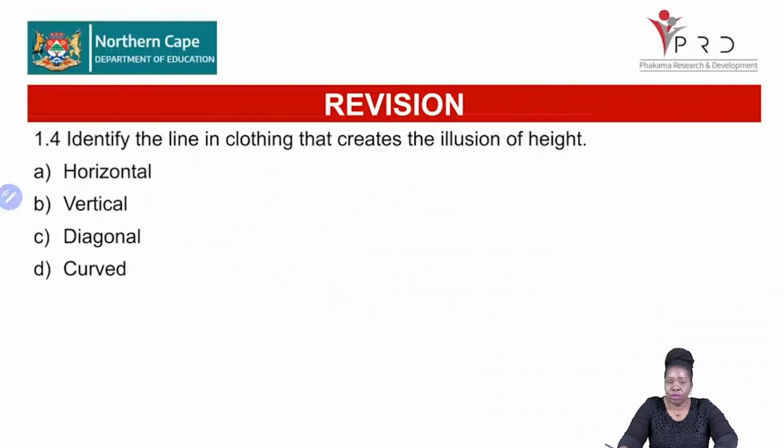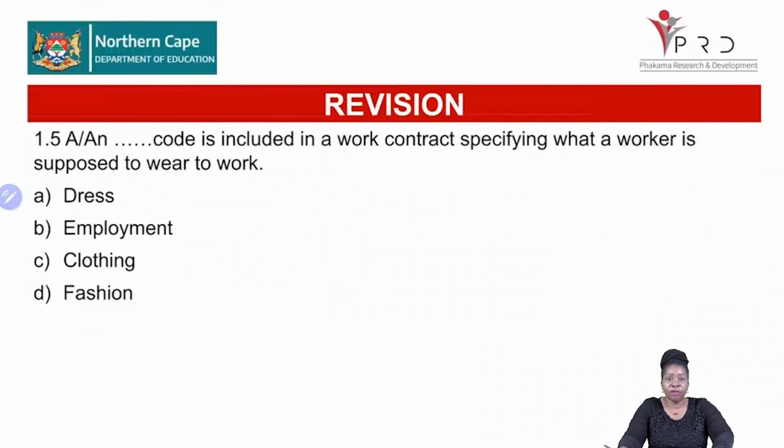We move on to the next one, which is 1.5. 1.5 is the last one, and then we'll move on to the solutions. It says a dress code is included in a work contract specifying what a worker is supposed to wear to work. A, dress, B, employment, C, clothing, and D, fashion. Let's answer 1.5, then we can move on to the solutions.